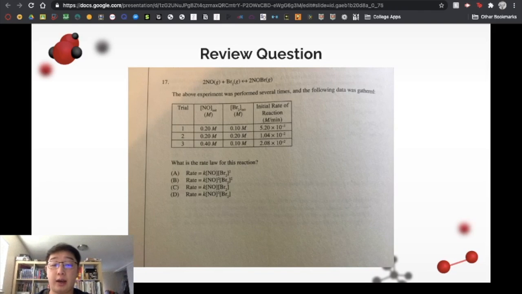Okay, so here is a review question. The above experiment was performed several times and the following data was gathered. What is the rate law for this reaction? And remember, for the AP chemistry exam, you do not get a calculator, so try to do this without one. The answer here is actually D.